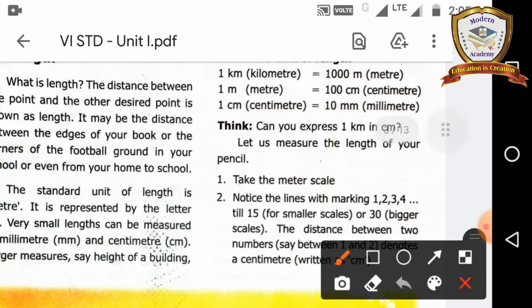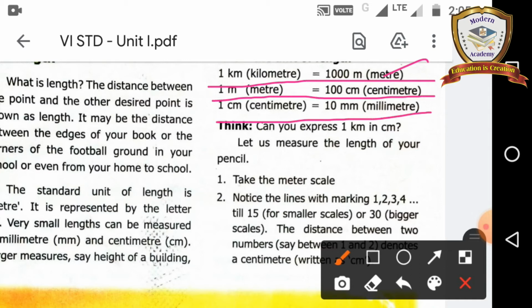The next one, know the units of length. So 1 kilometer equals 1000 meter. 1 meter equals 100 centimeter. 1 centimeter equals 10 millimeter. Think, can you express 1 kilometer in centimeter? So then let us measure the length of your pencil.